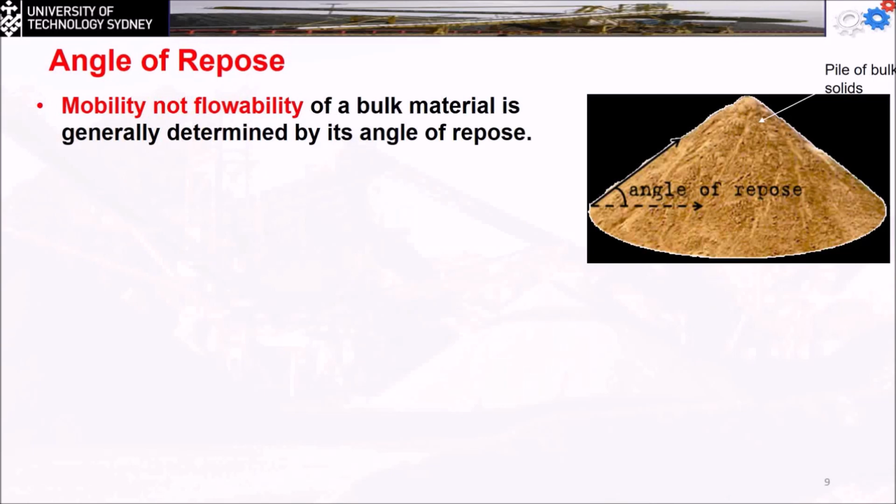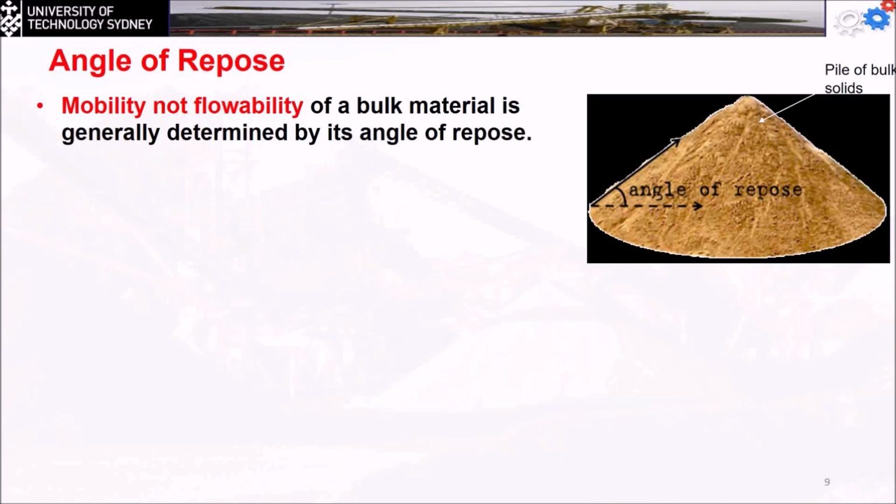So the mobility, or flowability, of the bulk material is generally determined by its angle of repose. What do you mean by that? If the angle of repose of a material is lower, what does that mean? It's more mobile, right? And less mobility means the angle of repose is going to be higher.